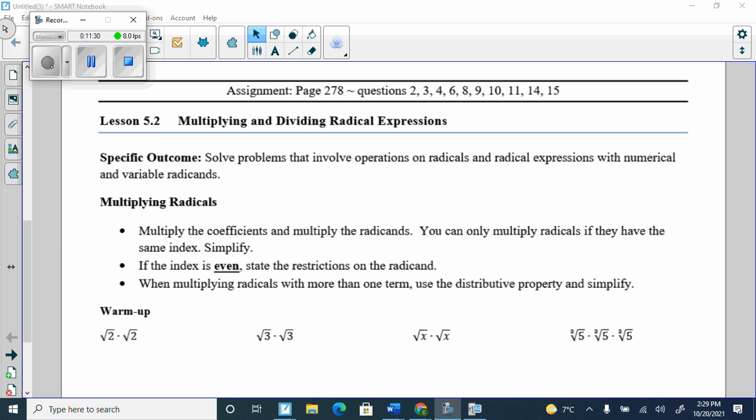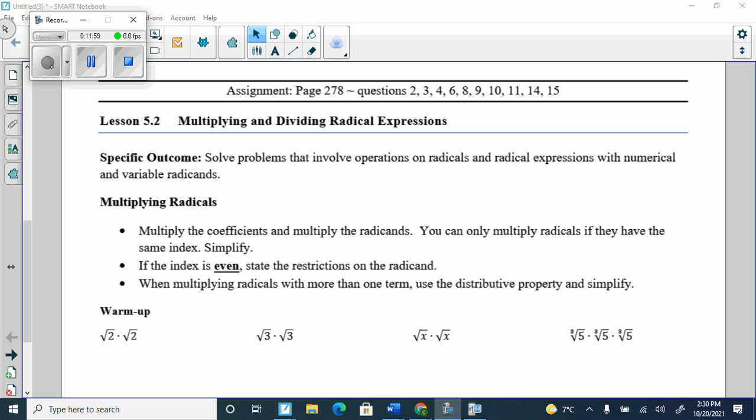So, multiplying radicals. Multiply the coefficients and multiply the radicands. You can only multiply radicals if they have the same index. That's the only catch. So you can't multiply a square root by a cube root. It has to be a square root times a square root or a cube root times a cube root. If the index is even, you have to state the restrictions in the radicand if it has a variable underneath it. If there's a letter under the radical, you have to state the restrictions because it can't be negative.